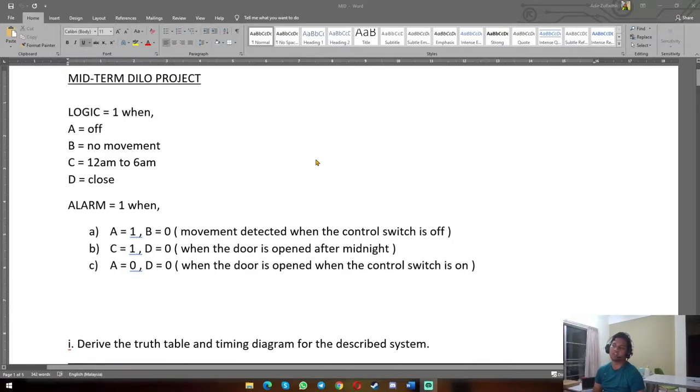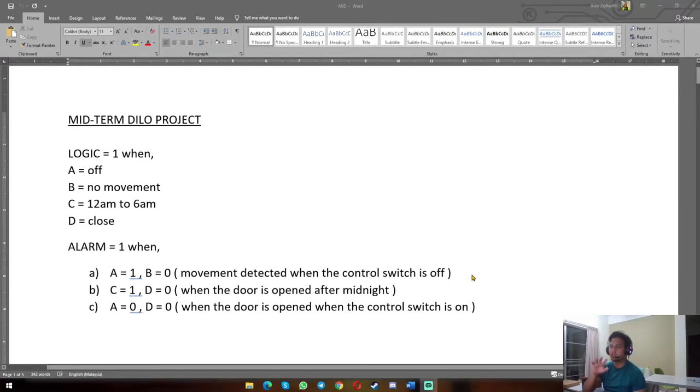So how do we detect the output, which is when alarm equal to 1. The question gives a statement. The question gives three conditions that will make the alarm equal to 1. So when A equal to 1, B equal to 0, movement detected when the control switch is off. That is the first condition. The second condition is when C equal to 1, D equal to 0. It will be when the door is open after midnight. And lastly, A equal to 0, D equal to 0. It will be when the door is open when the control switch is on. So from the statement given in the question, we can make a truth table, which the question asks.